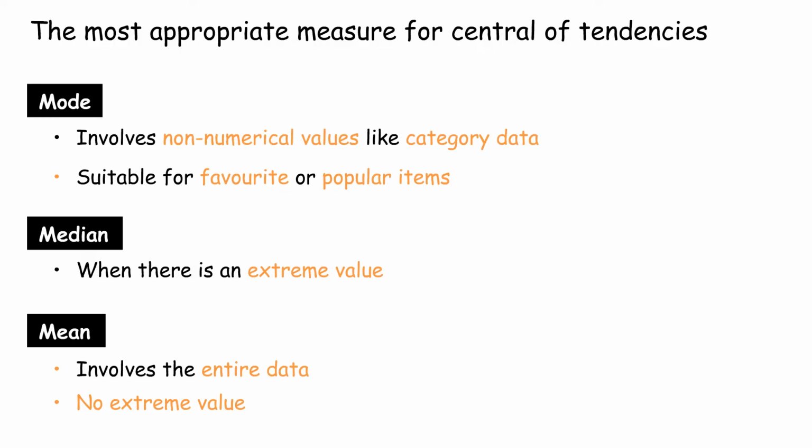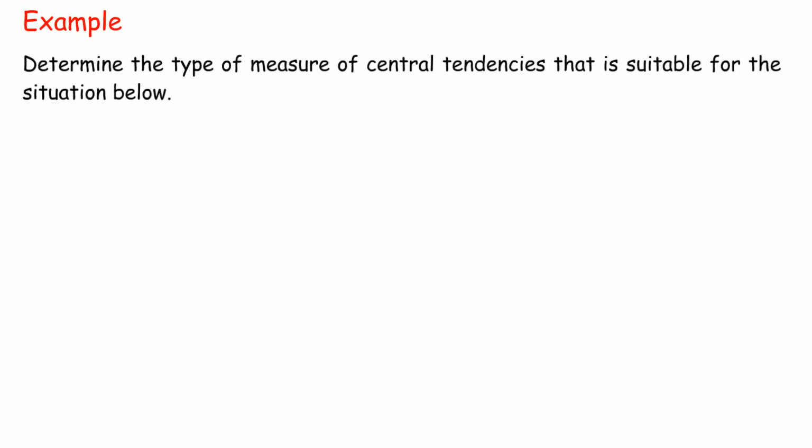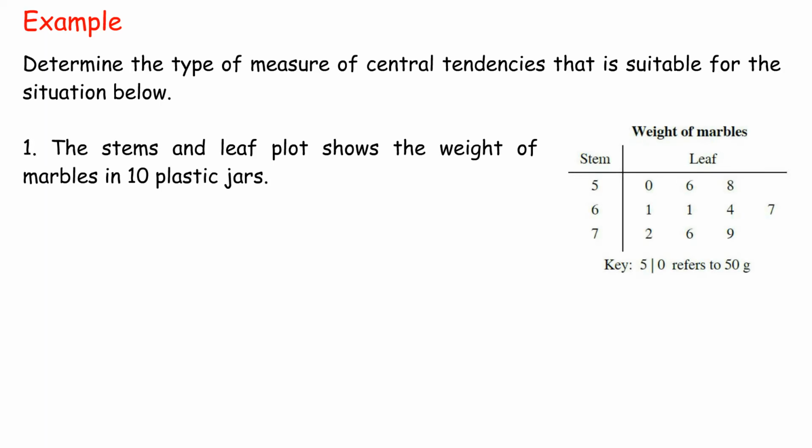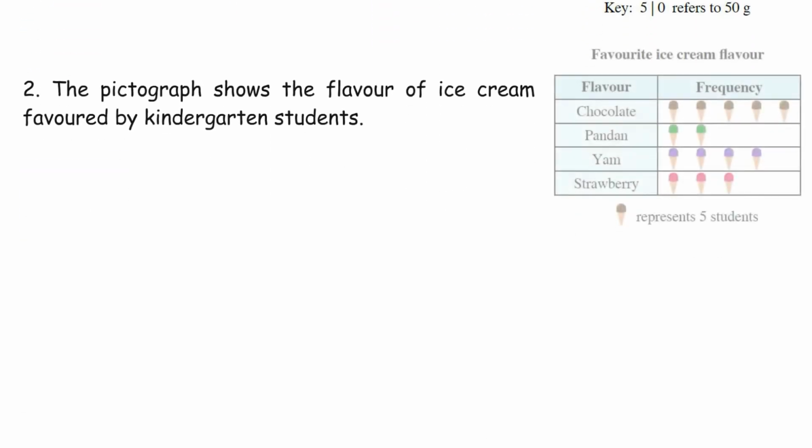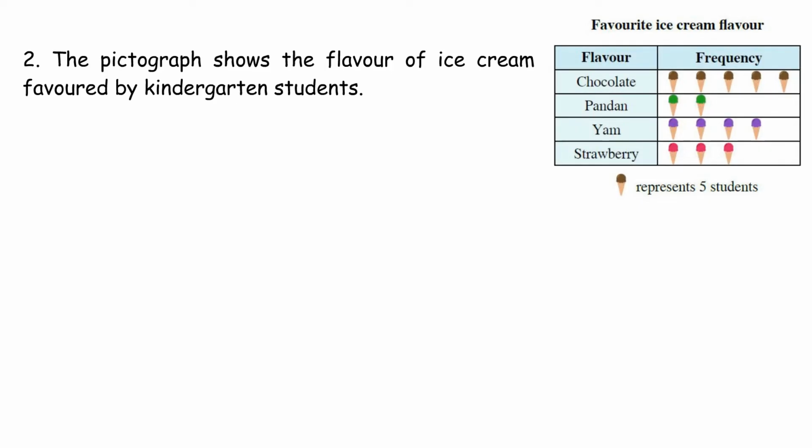Example: determine the type of measure of central tendency that is suitable for the situation below. 1. The stem and leaf plot shows the weight of marbles in 10 plastic jars. Mean, because there is no extreme value in the set of data. 2. The pictograph shows the flavor of ice cream favored by kindergarten students.